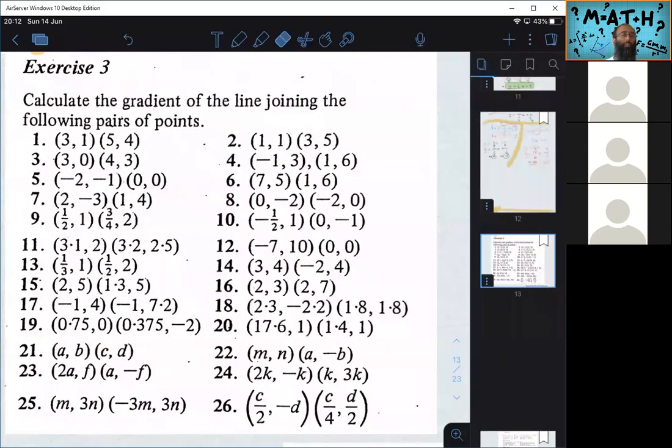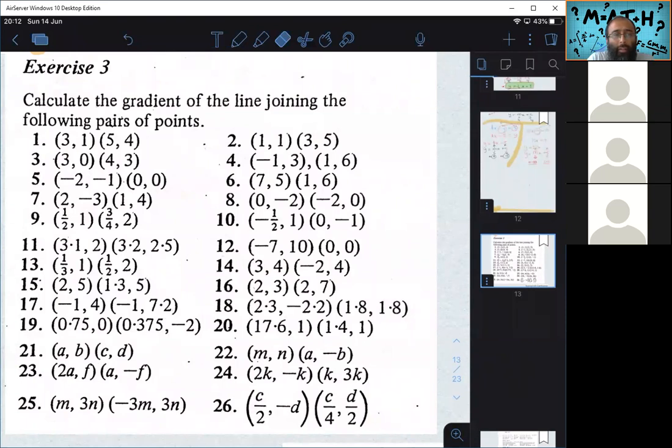Okay, folks, we're looking at exercise 3 now. Calculate the gradient of the line joining the following pairs of points. So this is the work where we should have started today. Okay, anybody? Abdullah, do you know how you do this? Would you have to plot the points? That is one way of doing it. Thank you for the suggestion, but I will go through that with you in a second.